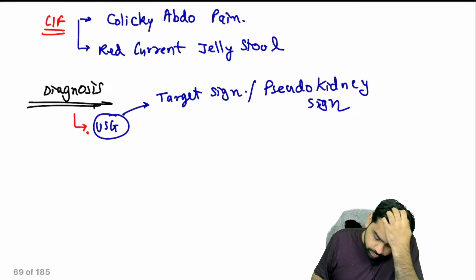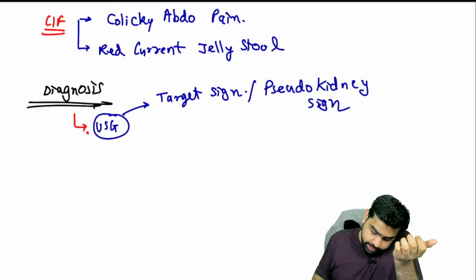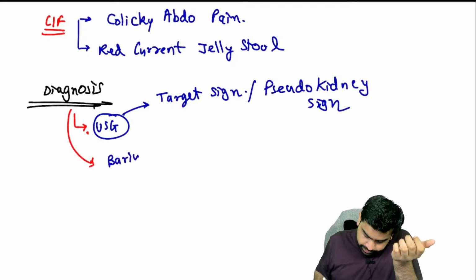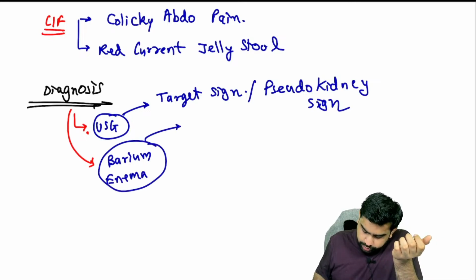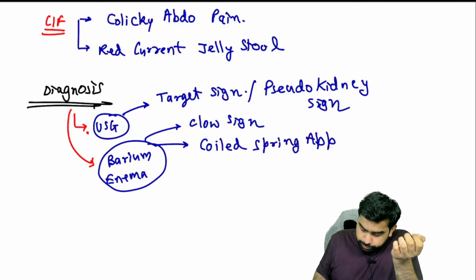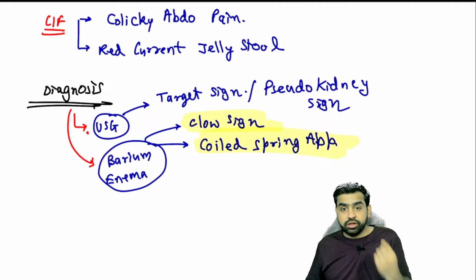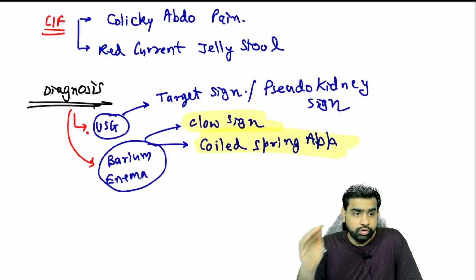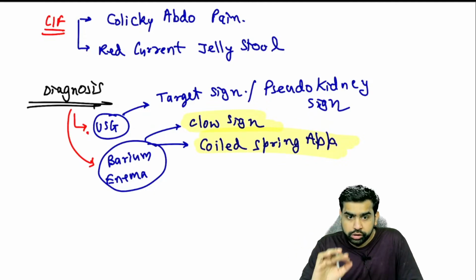Now, when you perform a barium enema, what are you going to find in the patients with the barium enema? Can you please help me with this? In the patients with the barium enema, you're going to find a claw sign, or a coiled spring appearance. Please try to understand this particular point. A claw sign or a coiled spring appearance, this is what you're going to find in the patients in the barium enema.